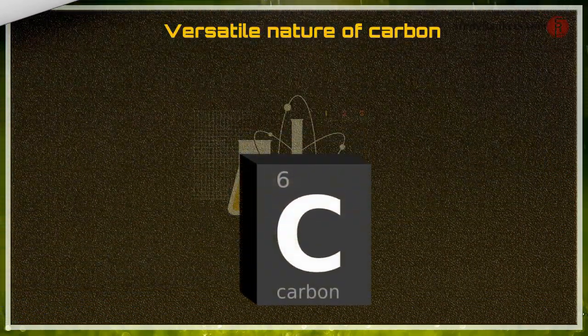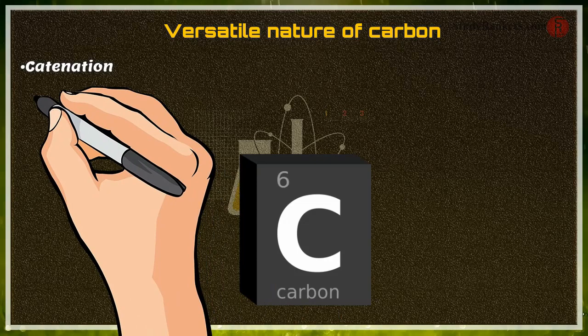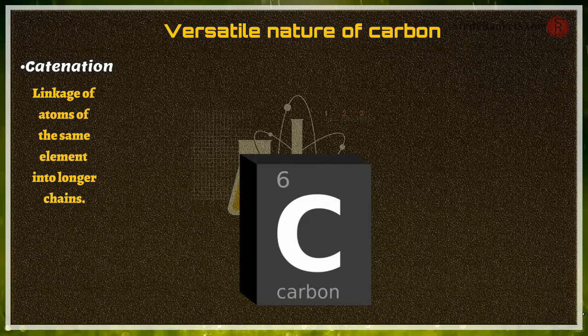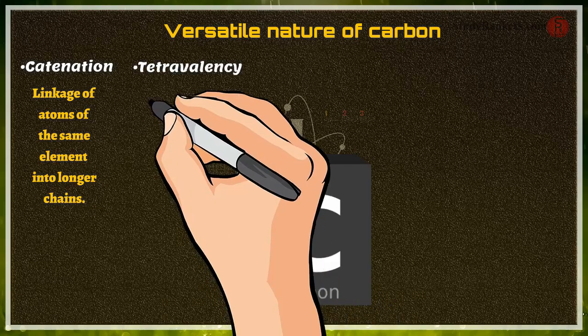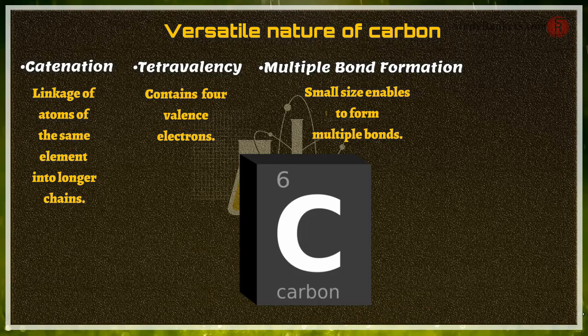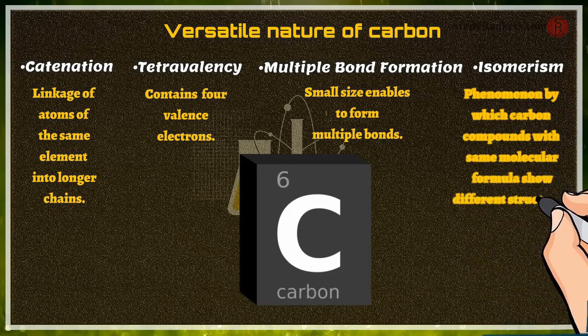Next topic is the versatile nature of carbon. That means the ability of carbon to form a variety of carbon compounds. There are various reasons for this. First is catenation. It is the ability of carbon to form long chains. Second reason is tetravalency, that means the valency 4 of carbon. A carbon atom can form covalent bonds with 4 other atoms. Another property of carbon responsible for its versatile nature is isomerism. It is the property by which carbon compounds having the same molecular composition exhibit different structures.